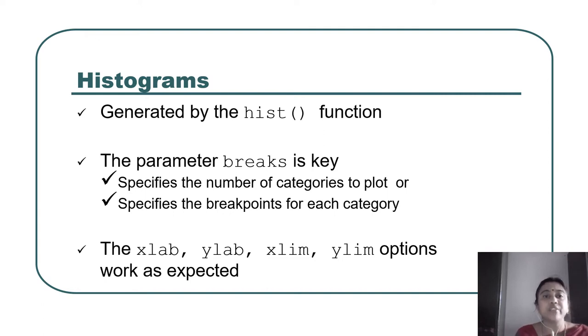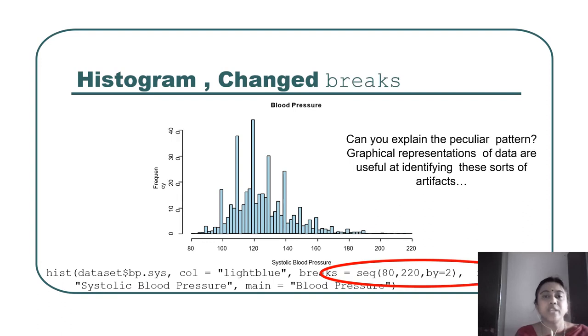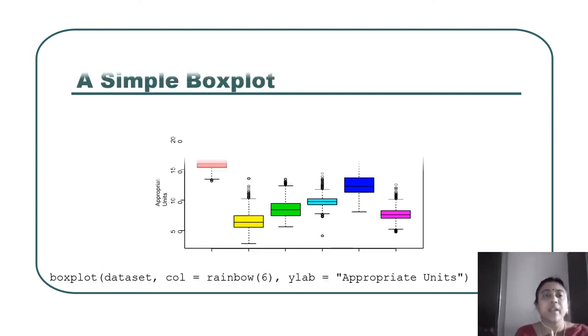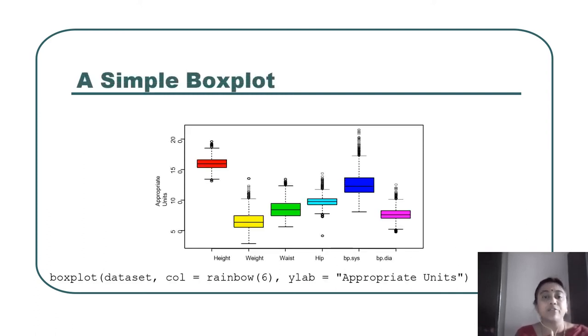Next, let us consider how we can draw the histogram. First we generate it with the hist function, and the parameter breaks is the key. It specifies the number of categories to plot, or specifies the breakpoints for each category, and xlab, ylab, xlim, ylim options work as expected. Next, this is the histogram type, and change the breaks. Next one is the box plot, generated by the boxplot function. It draws a plot summarizing median, quartiles and outliers. And next we can consider a sample of the box plot.